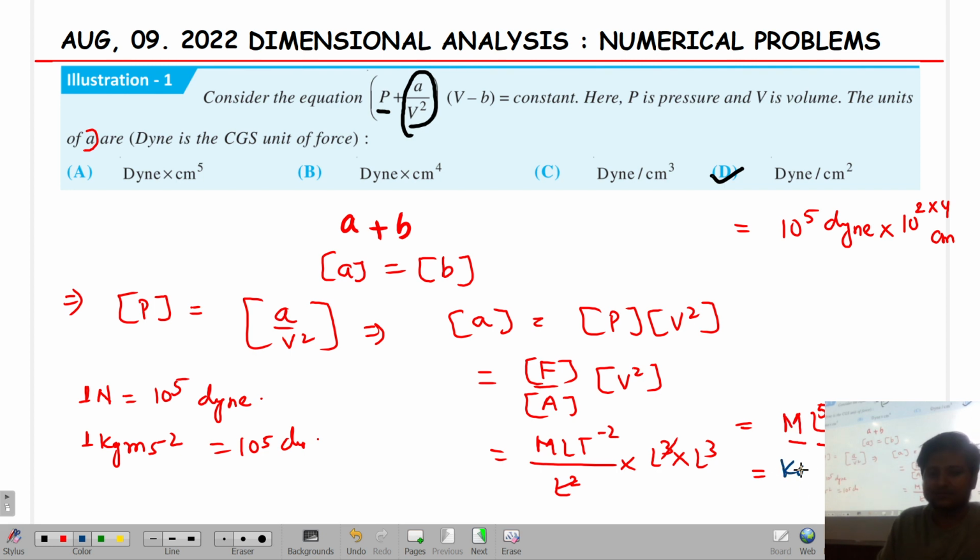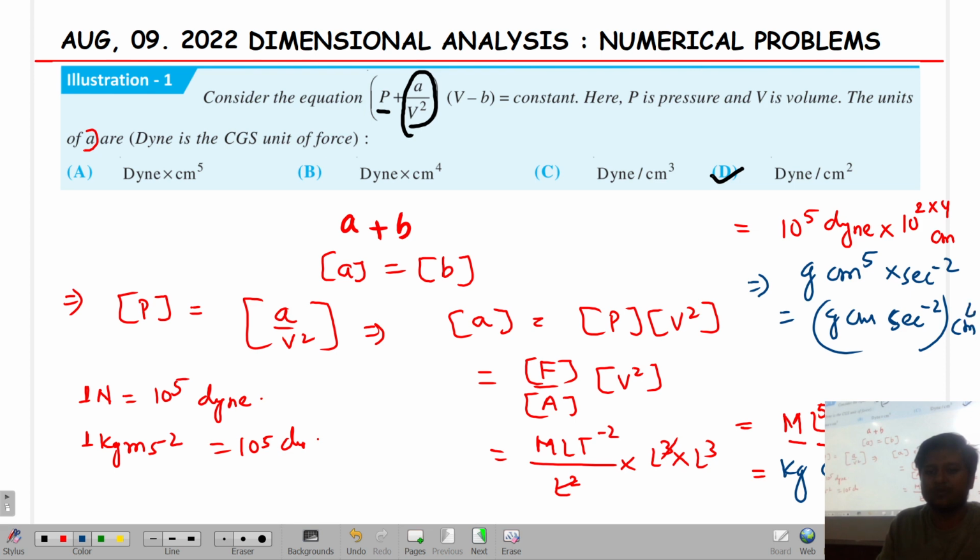So, mass in kg, length in meter, I'll convert it into centimeter. Centimeter to the power of 5, seconds square. Yes or no? After that, what will be left? Kg, sorry, that will be written as gram. Gram centimeter to the power of 5 into seconds to the power of minus 2, divided by gram centimeter seconds to the power of minus 2. I'll be left with centimeter to the power of 4. Got it or not? And this is my dyne, only one dyne. So dyne into centimeter to the power of 4. That will be one possible answer.